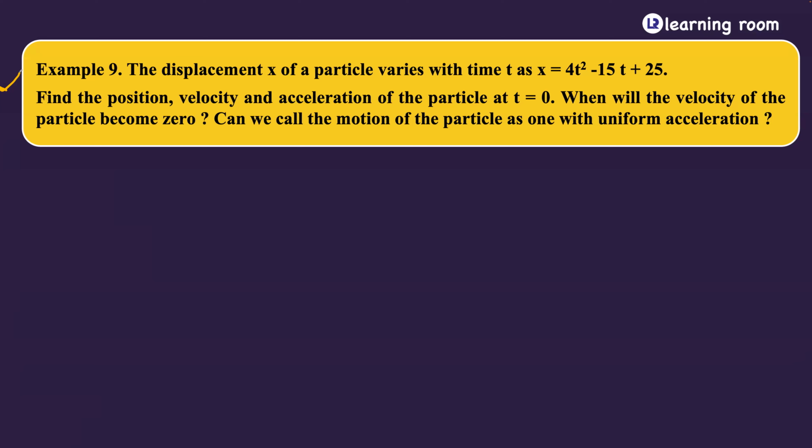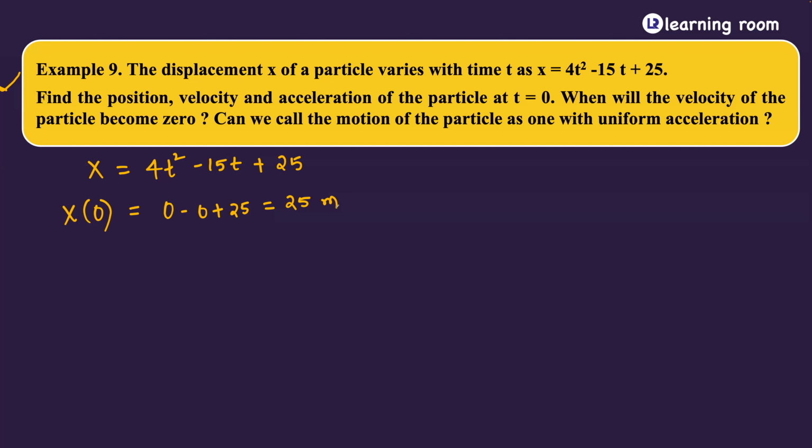The displacement x of a particle varies as x is equal to 4t square minus 15t plus 25. Find the position, velocity, and acceleration of the particle at t is equal to 0. Find the position. When I need the position, I'll directly substitute 0 here. I'll not differentiate because this is a function of displacement only. When you substitute, you will have 0 minus 0 plus 25. Answer will be 25 meters. So the initial displacement of the particle is 25.